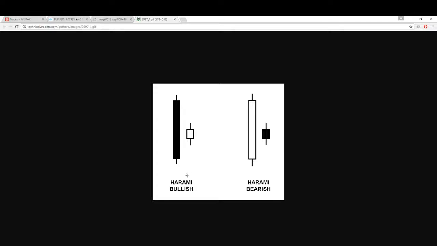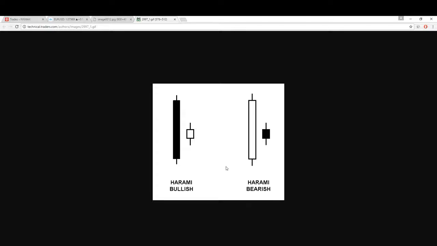Also, harami can appear as what is called a harami cross. It means that the second candle should be a doji. We spoke about doji the previous time, so you should easily recognize a doji. It looks like a cross, or like a plus sign.